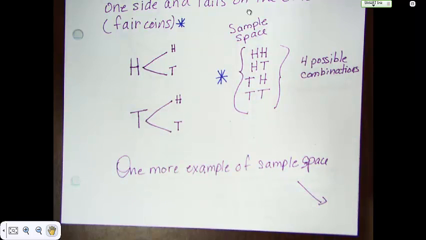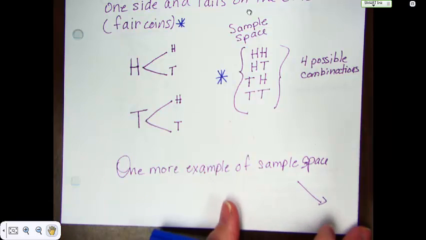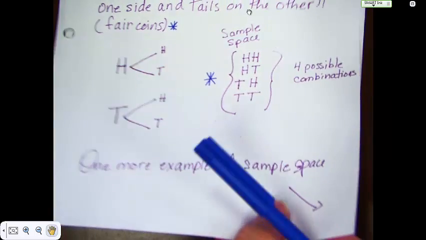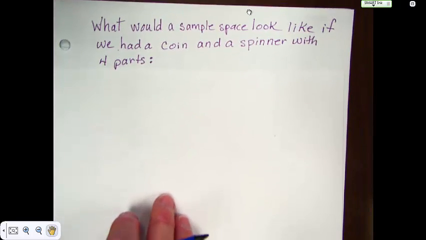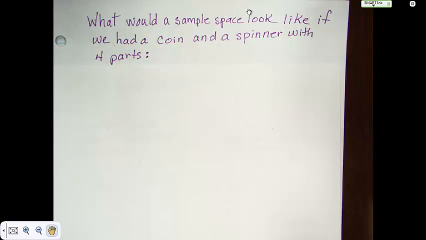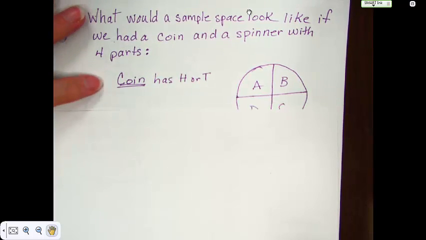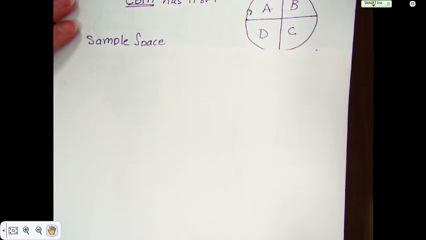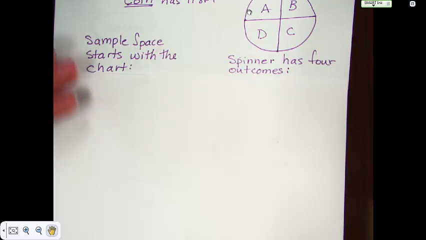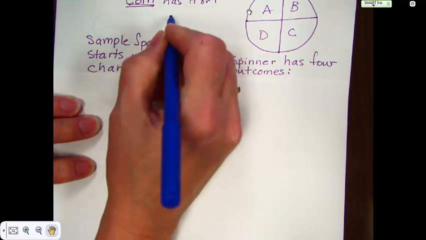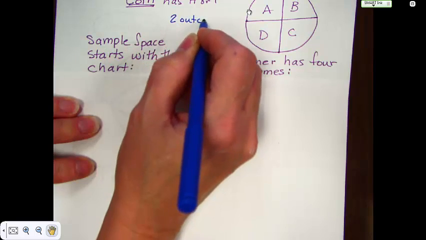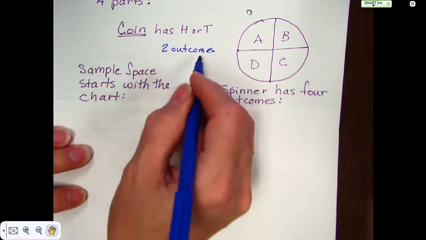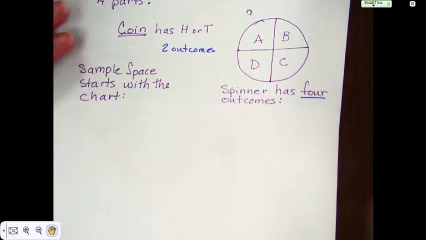Okay, I've got one more really good example, and this kind of involves just one more aspect of looking at heads and tails and adding a spinner. What would a sample space look like if we had a coin and a spinner with 4 parts? So here we go. We got a coin with heads and tails, and we got a spinner with A, B, C, D. Not too tough. Here's your sample space. Remember that the spinner has 4 outcomes and the coin's only going to have 2 outcomes. Coin will only have 2 outcomes. Spinner will have 4.